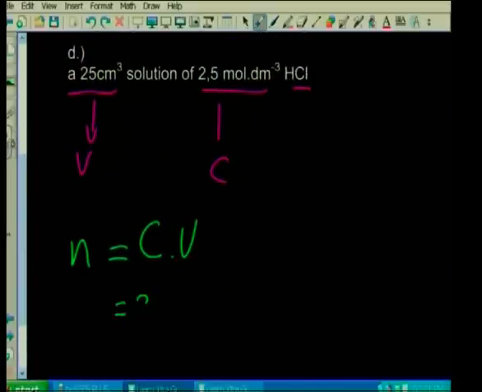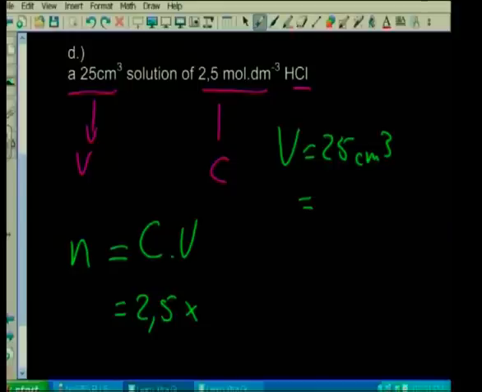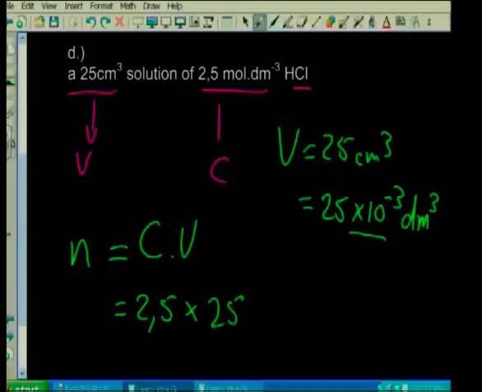So the concentration was 2,5, but now we must change centimeters cubed to decimeters cubed. The volume is given as 25 centimeters cubed. To get it to decimeters cubed, you divide by 1,000. So we're going to say 25 times 10 to the minus 3 decimeters cubed. Now that's just a shortcut of dividing by 1,000, and it's quite elegant to do it that way.